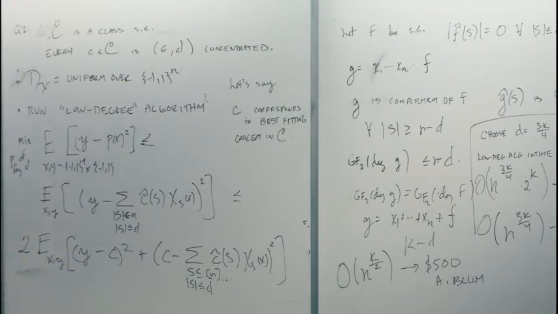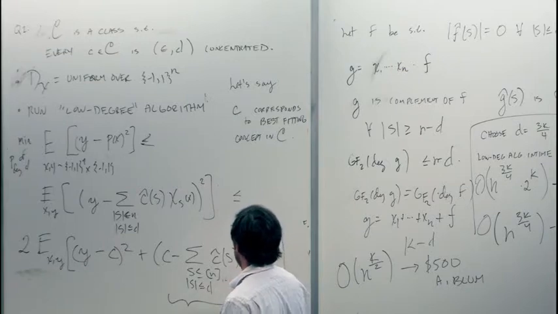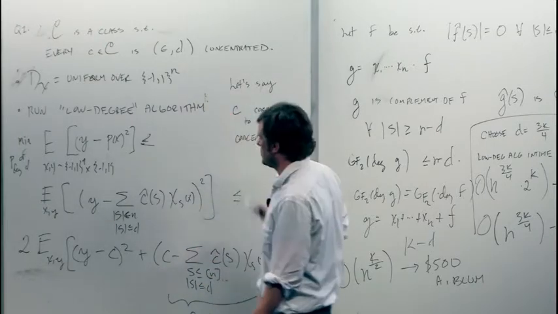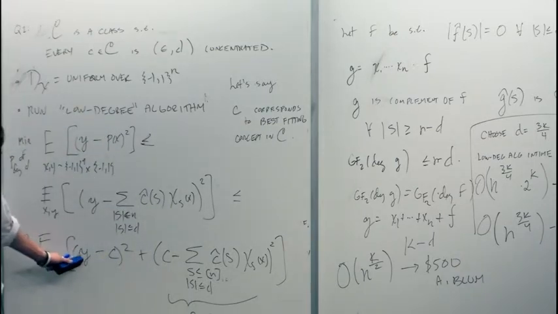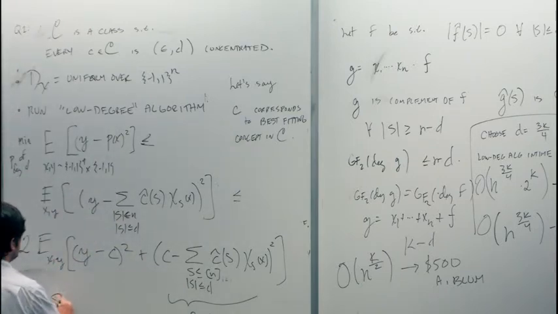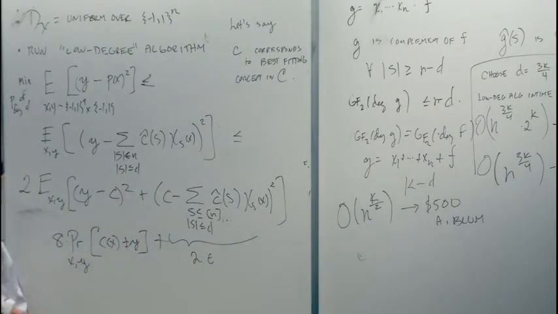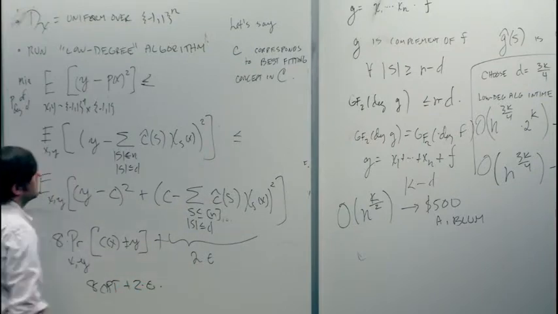Now, this term here we know is, I think, 2 times epsilon. This is because we said that c is concentrated. And remember y is plus 1 minus 1, c is plus 1 minus 1. Every time they disagree, you're going to get a 2 in here, and then you're going to square that, you'll get a 4. So you'll end up with 8 times the probability over x, y that c of x does not equal y. And this is opt. So you'll get 8 opt plus 2 times epsilon.